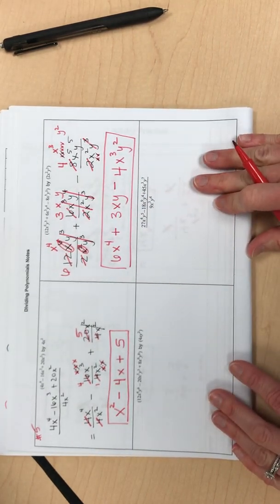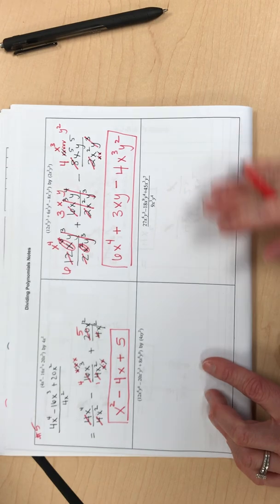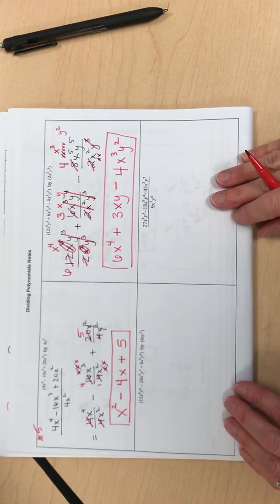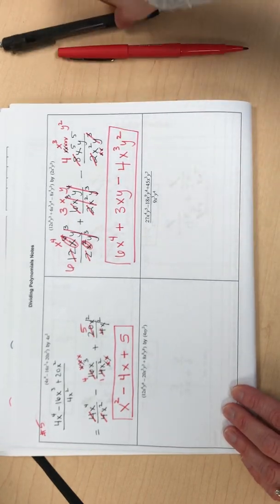If you want to, pause the video now and try the next 2, and then you can kind of scroll ahead to see if you can get the last 2 on your own. Or you can continue to watch. It's up to you what you want to do.